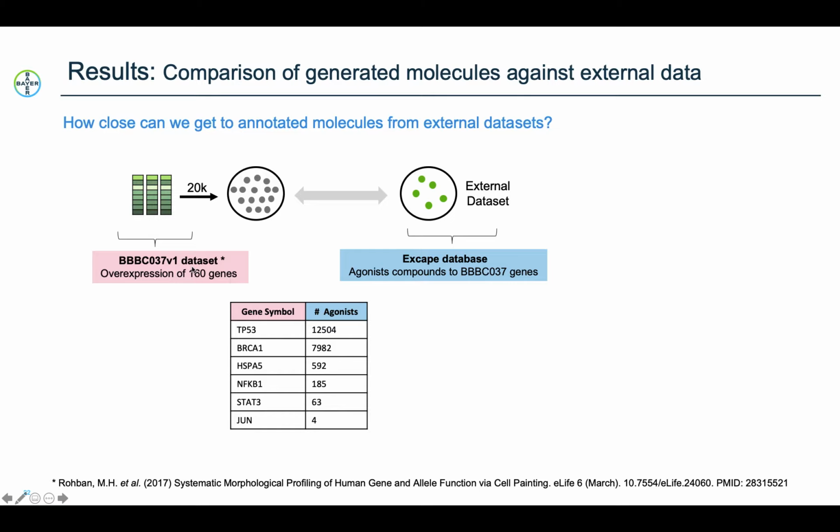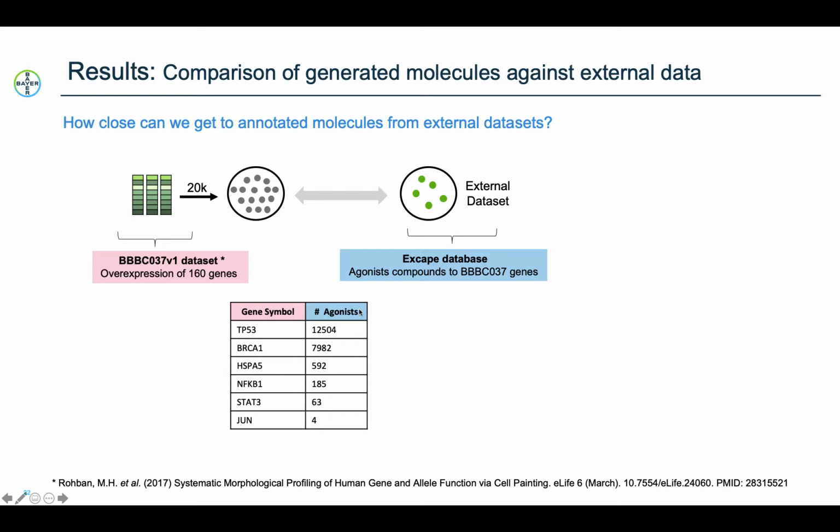Of course, we made sure to process the profiles from this dataset exactly in the same way as the profiles from the training set, and we visually compared the profiles, and they didn't seem to follow very different distributions. And as an external dataset to compare against, since we know that overexpression should be an activating perturbation, we searched the ESCAPE database for agonist compounds against the genes in the BBBC037 dataset. And then we compared the two datasets.